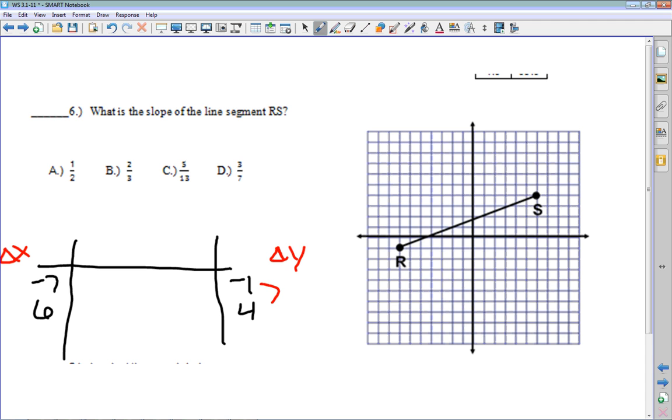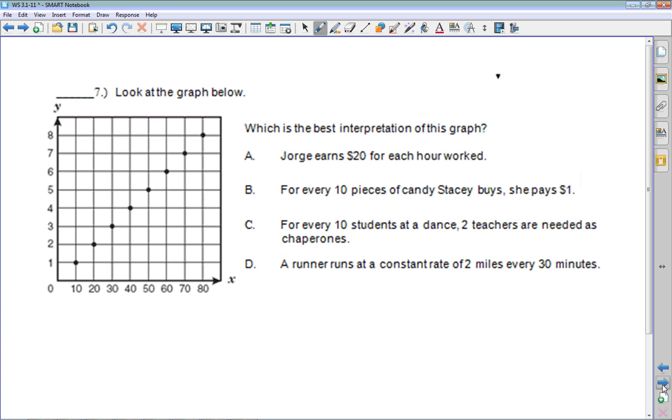See, delta y is going to be plus 5. Well, let's see. If I start here, I go up 1, 2, 3, 4, 5. I go up 5. Delta x is going to be plus 13. Well, where'd my pen go here? All right. 1, 2, 3, 4, 5, 6, 7, 8, 9, 10, 11, 12, 13. Over 13. Okay, so I have 5 over 13. Oh, there's that answer right there. There's my slope. Next one. Right here.